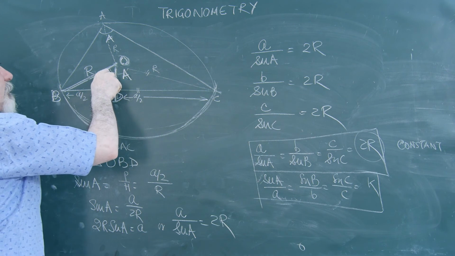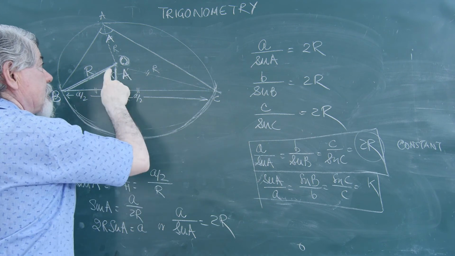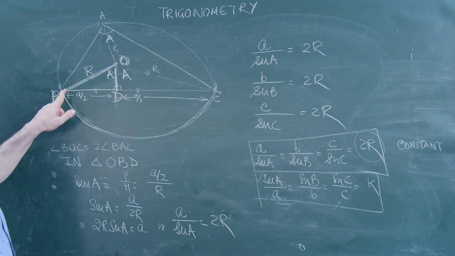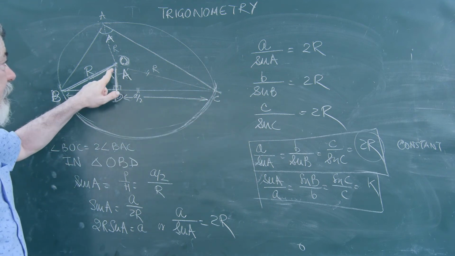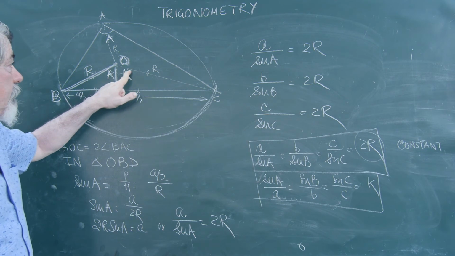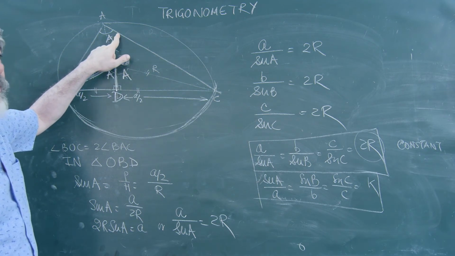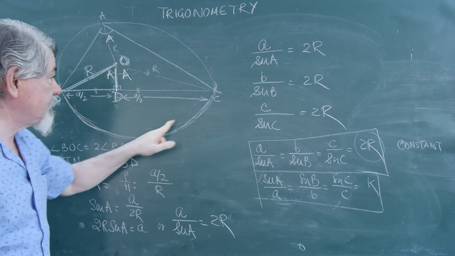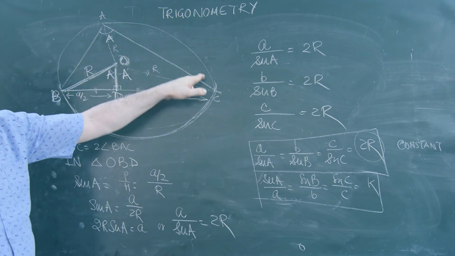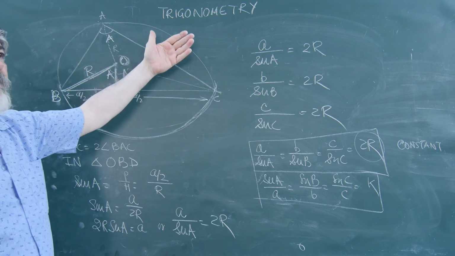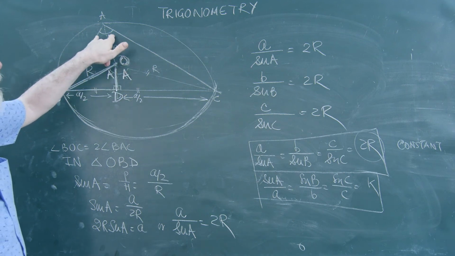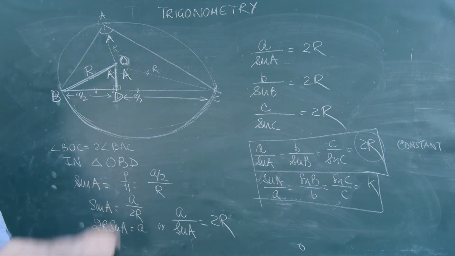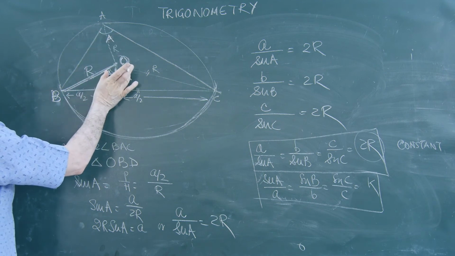The angle subtended by an arc at the center: suppose BC is the arc, it subtends an angle at the center O. This angle will always be double the angle subtended by the same arc at the remaining part of the circumference. This is a theorem which we have done in standard 10. The angle at the center is double the angle at the circumference. So if this angle is A, this will be 2A.